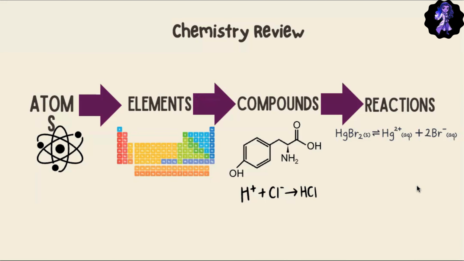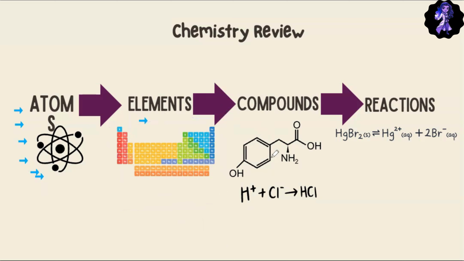So a brief chemistry review. We have atoms, which are the foundation or the building block of everything. And atoms are made up of elements. So if you see the word carbon, carbon is an element. How you know it's an element is you can directly find that element on the periodic table. So this is just a mock-up of a periodic table here.